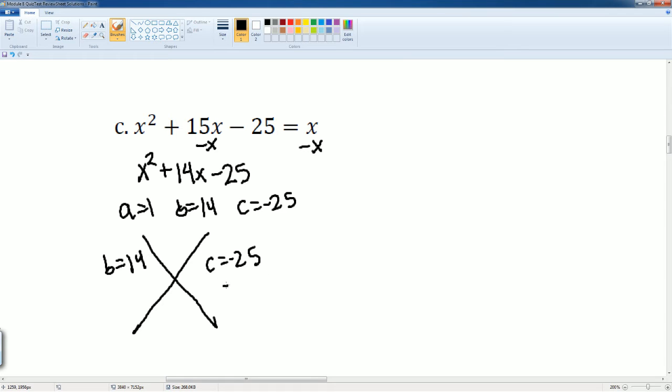This is interesting. Wait, hold on. 1 and 25, and 5 and 5. That is the only way. So that's impossible. This is not factorable. Can I use 5 and 5? Let me think. Yeah. So C, it's impossible.